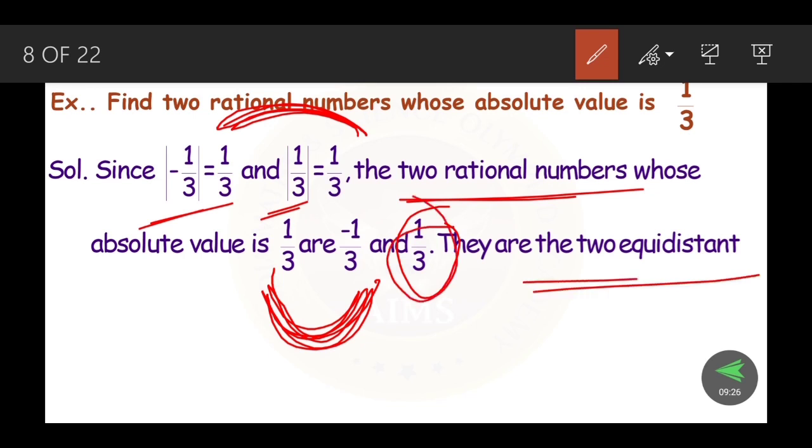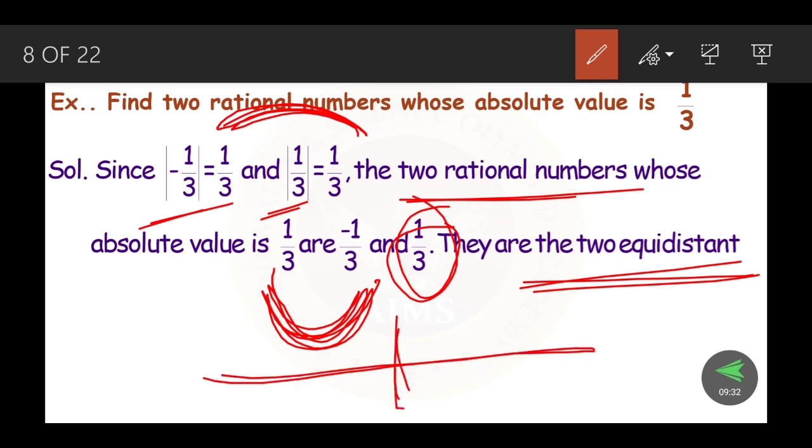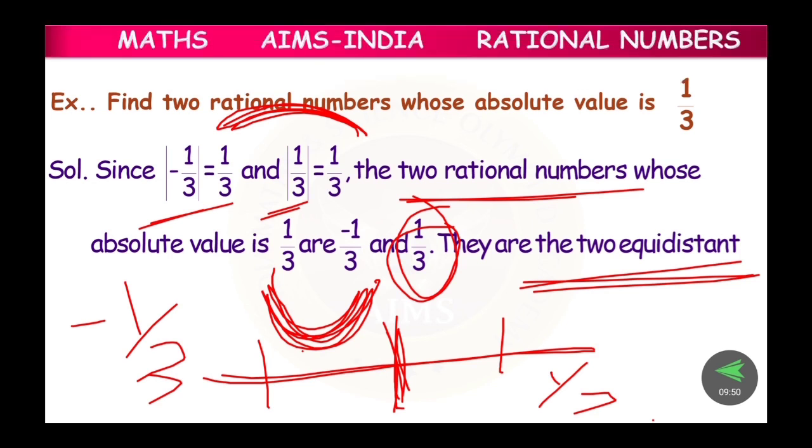They are two equidistant points on the number line. If 0 is here, on one side we will have 1 by 3, and on the other side at equal distance we will have minus 1 by 3. Both are at equal distance from the origin. So for an absolute value, two different values will exist.